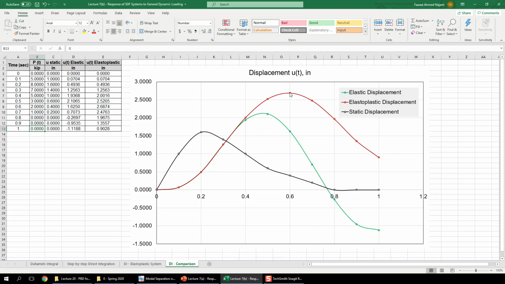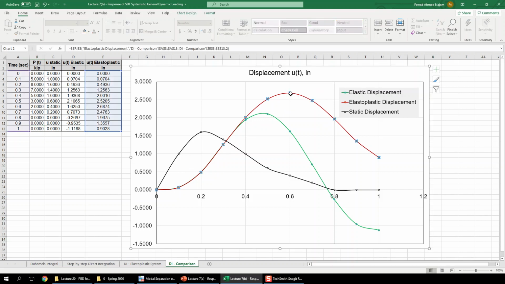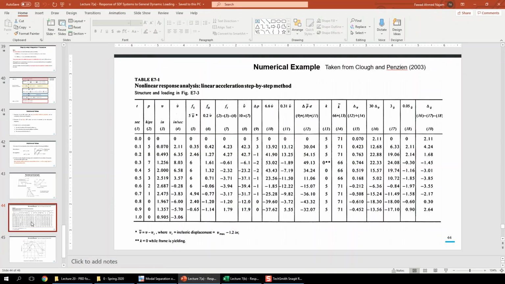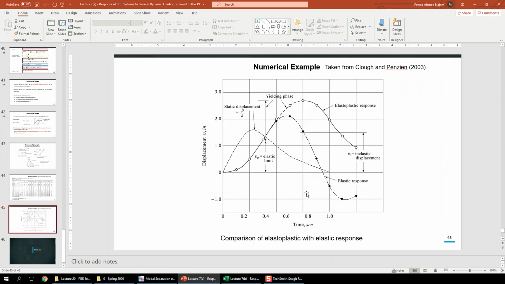The elastoplastic system will have more displacement because it yields, so it will have a larger peak displacement compared to the elastic displacement, which is the green line. So that's all about this example, and you can also see this solution in the Clough and Penzien book, and you can play with this Excel sheet and check the response.